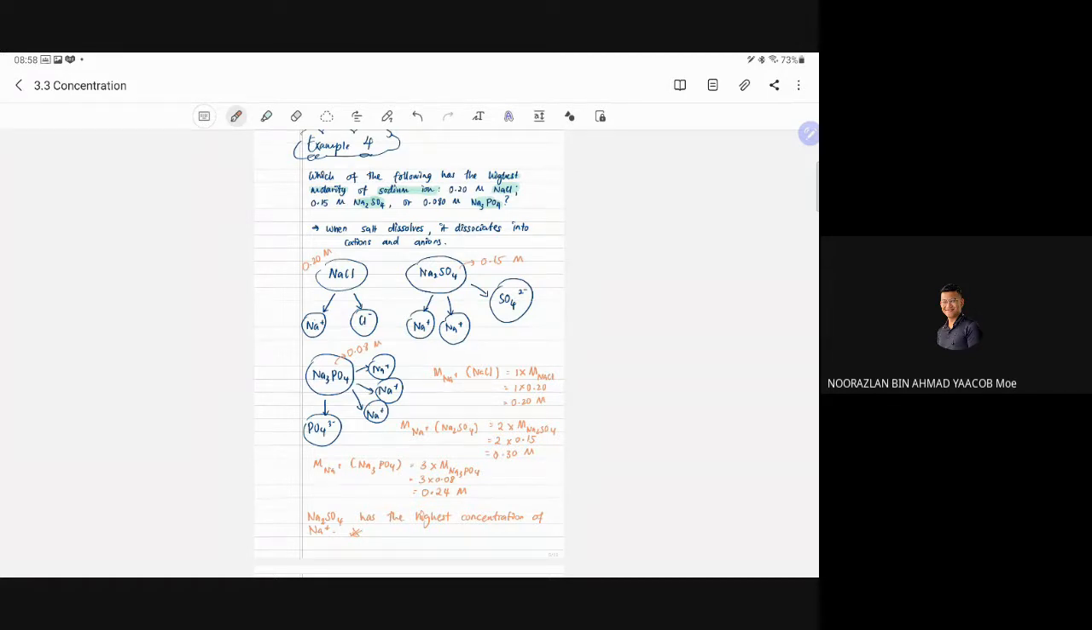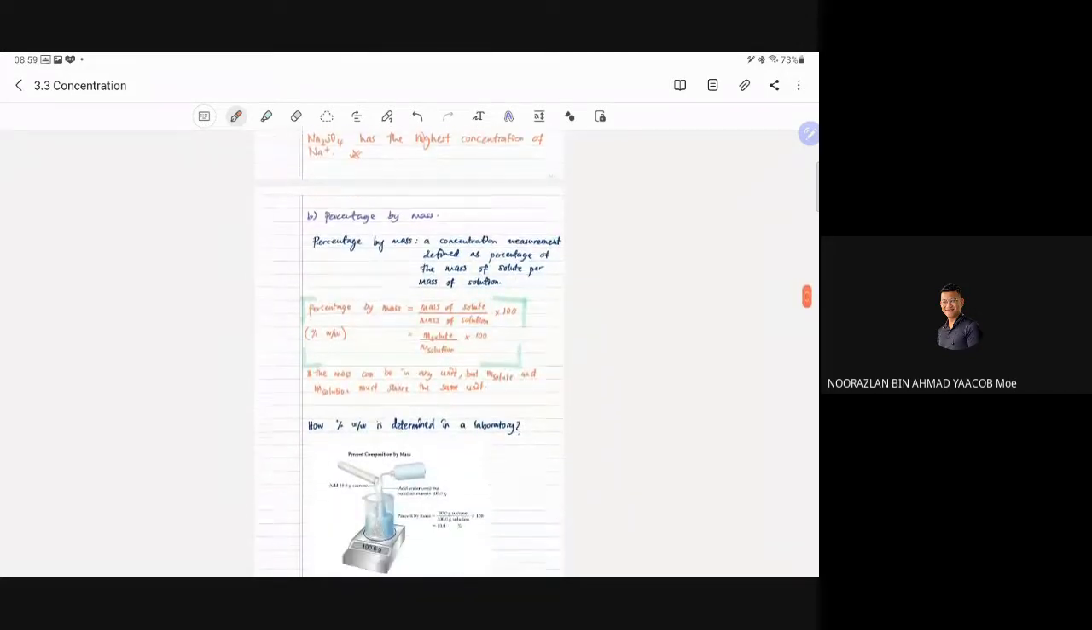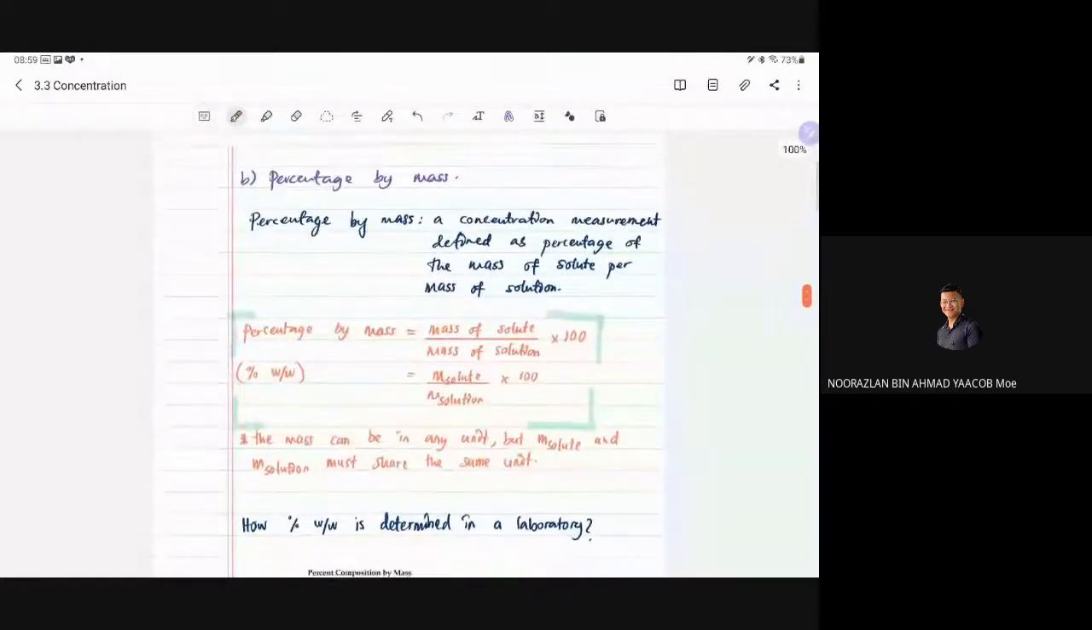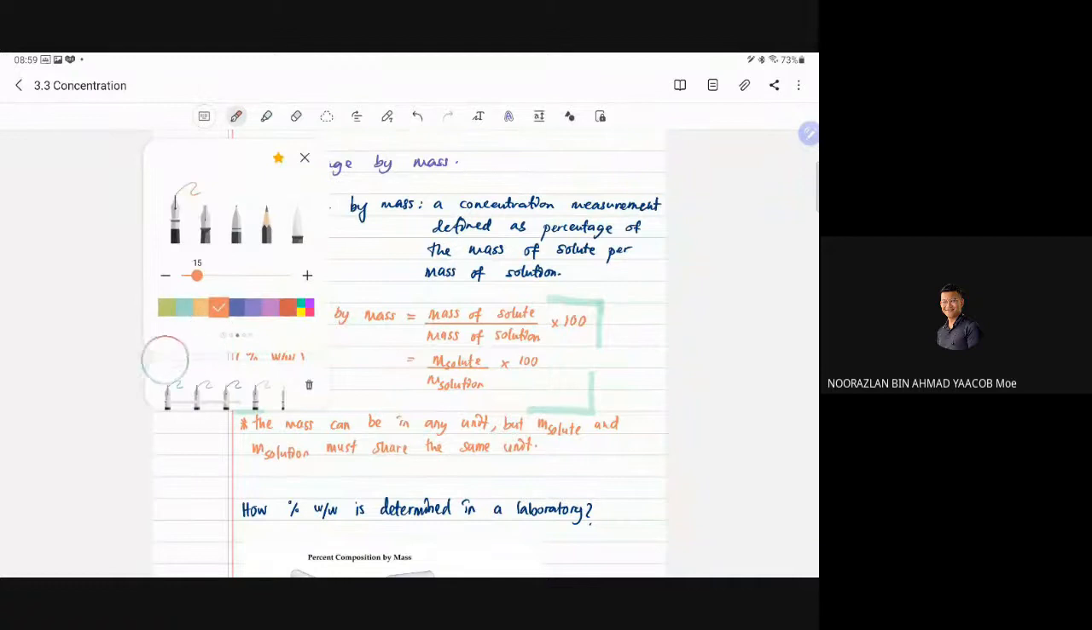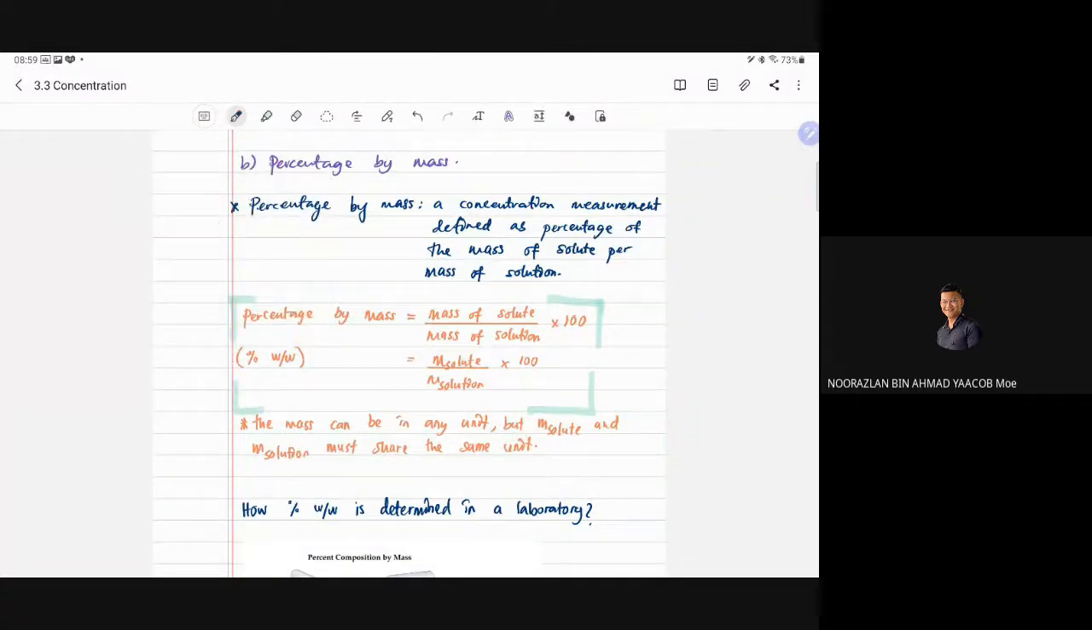Tiada. Okay, now let's proceed to the next example. To the next part. Now kita tengok percentage by mass pula. Okay. So percentage by mass, it is a concentration by definition. Ini pun kena hafal juga. Okay. So kena hafal juga ni.